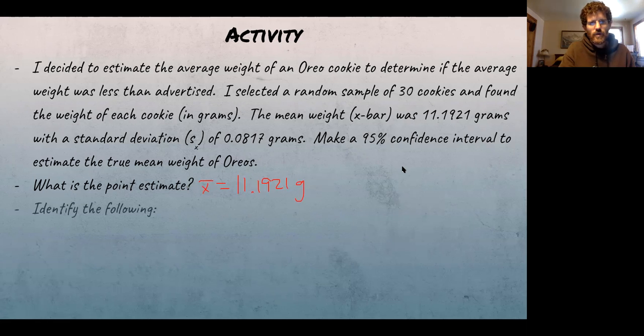So we're going to go through this. This is kind of preliminary stuff before we get into calculations, because it's important to put this into proper context at the beginning. We're going to identify the following. What is the population of interest in this problem?